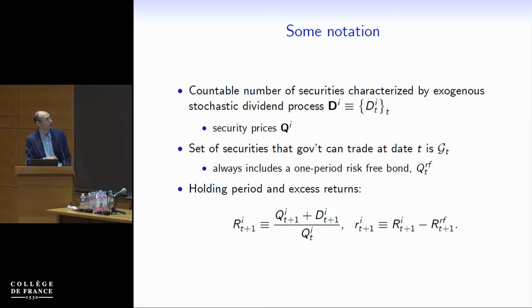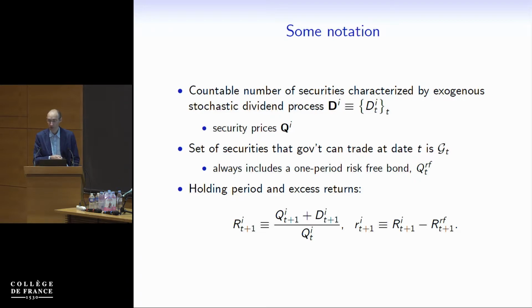Big R will be a holding period return. This is the return on any security I: if you buy it today and sell it tomorrow, what return you got. Little r is excess return: the return on any security I relative to the return on the government one period bond.